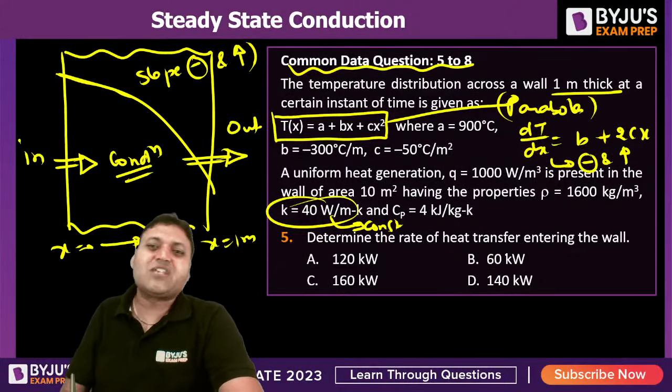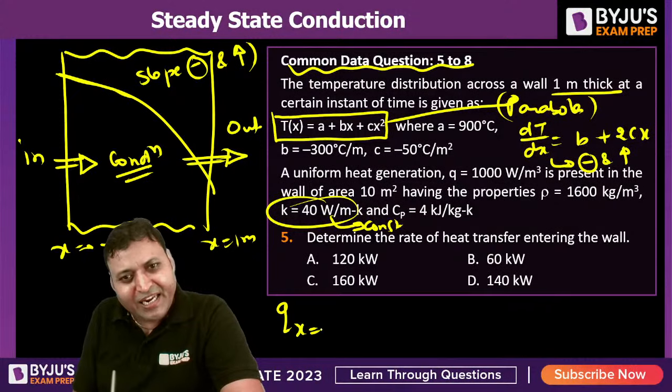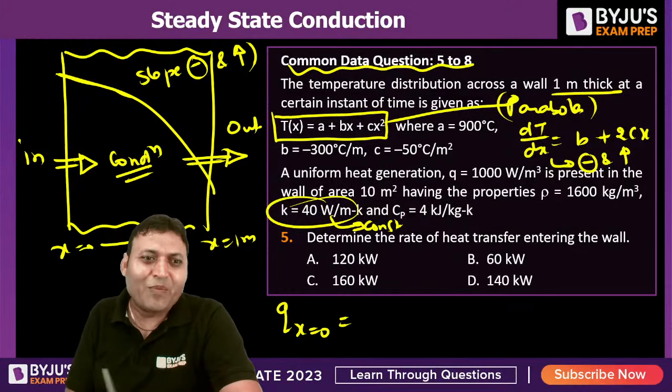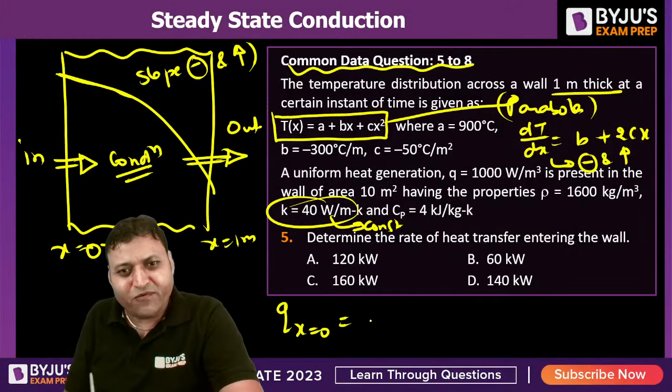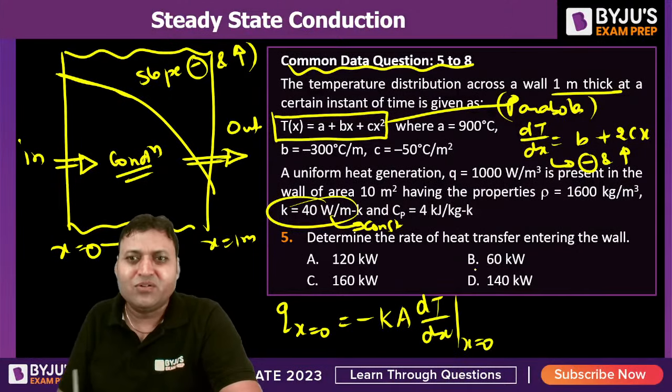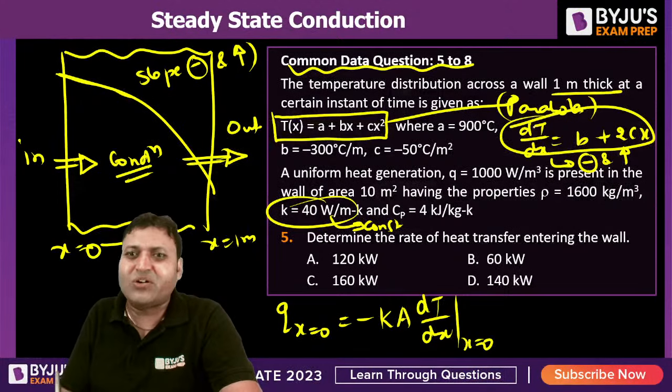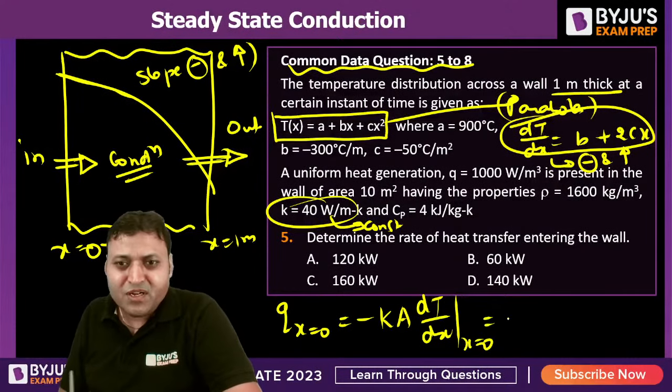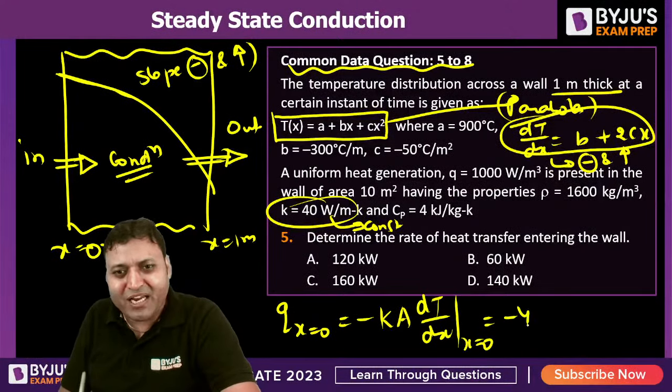Determine the rate of heat transfer entering the wall. The heat is entering into the wall from x is equal to 0. So you need to find out Q at x is equal to 0, that is minus K into area into dT by dx at x is equal to 0. What is the value of dT by dx at x is equal to 0? That is B.